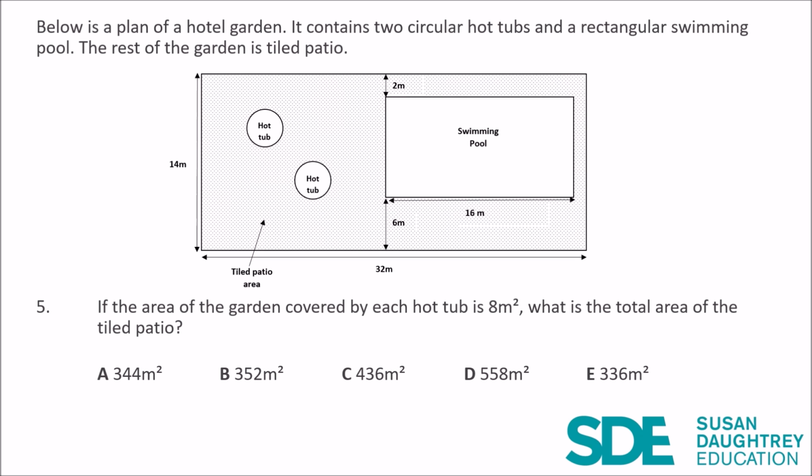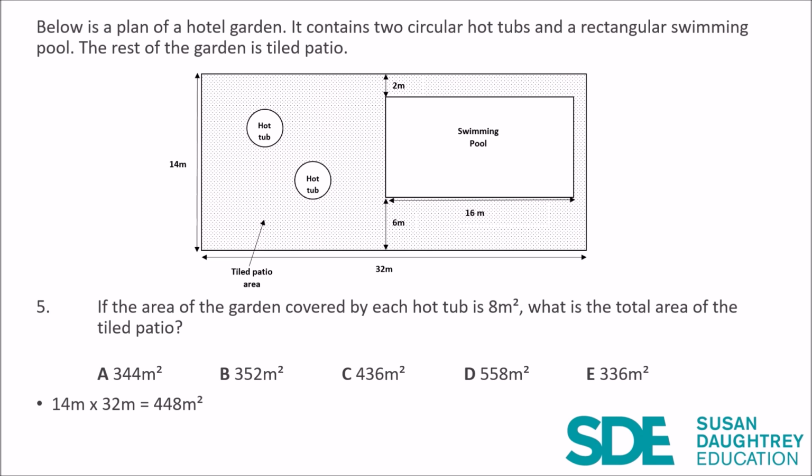If the area of the garden covered by each hot tub is 8 metres square, what is the total area of the tiled patio? Well, we know that the whole of the garden is 14 metres by 32 metres. Everything is 448 metres square.